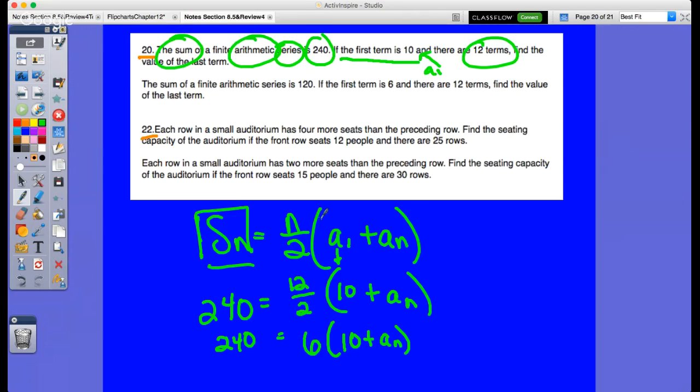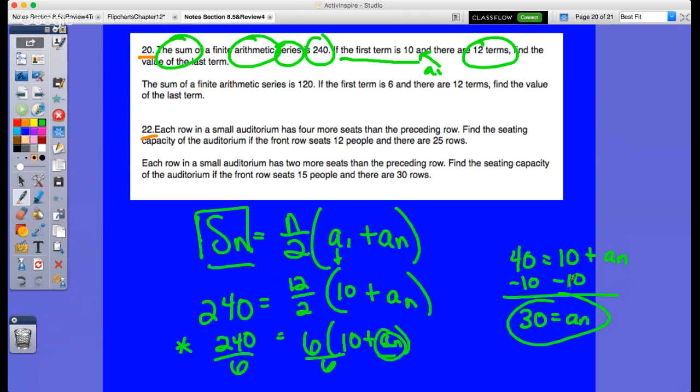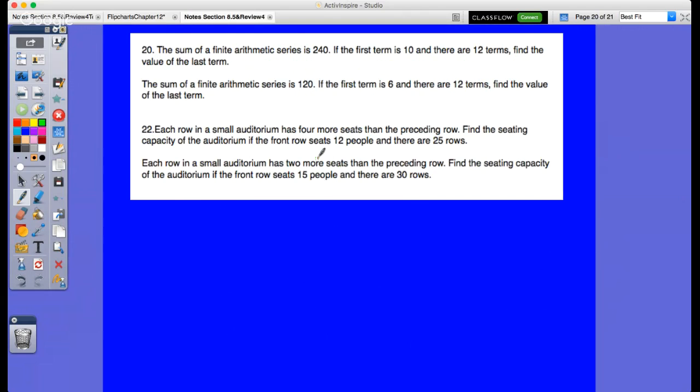Here's what's cool about this. Because we have one equation with one unknown, we could solve for this unknown, which is the last term, by dividing by 6. 240 divided by 6 is 40. And make that equal to 10 plus a sub n. We then could subtract 10 on both sides, and we get 30 is equal to a sub n, which is the last term in this sequence. Okay. You would do the same thing on this one, except s of n is 120. First term is 6, and there are 12 terms. Okay. All righty. Let's go to the next one.